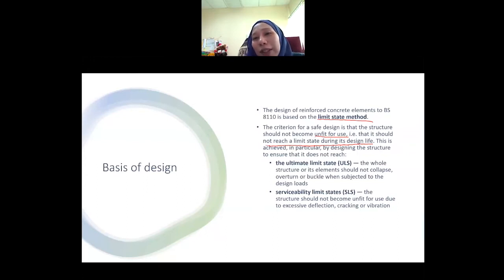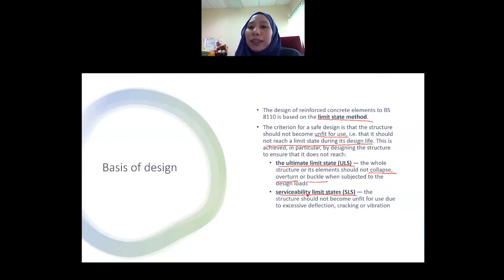So this is achieved in particular by designing the structure to ensure that it does not reach the ultimate limit state. We have two limit states, which are ultimate limit state and also serviceability limit state. For ultimate limit state, the whole structure or its element should not collapse, overturn or buckle when subjected to design load. Okay. If you look at here, ULS, not collapse. So meaning this is like the critical thing lah. If let's say the ultimate limit state is exceeded, maksudnya terlebih daripada limit yang you design, so bangunan you akan collapse, overturn ataupun buckle. Okay.